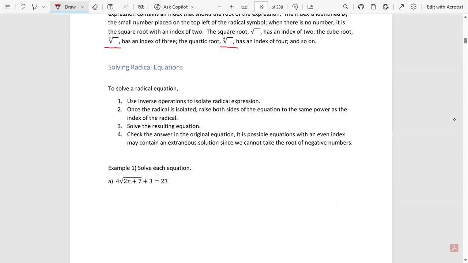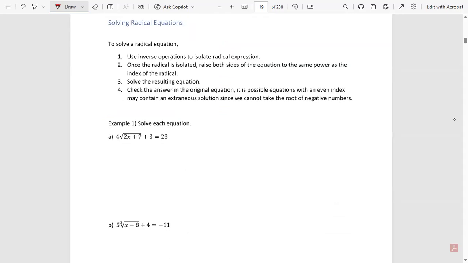Now, the question is how we can solve a radical equation, an equation that has a variable under a radical. To solve a radical equation, we have to isolate the radical expression first. Once the radical is isolated, we raise both sides to the power that cancels the radical, and that power must be the same number as the index of the radical. Then, since we have no more radical, we solve the remaining equation and check the answer to make sure we don't have any extraneous solutions.